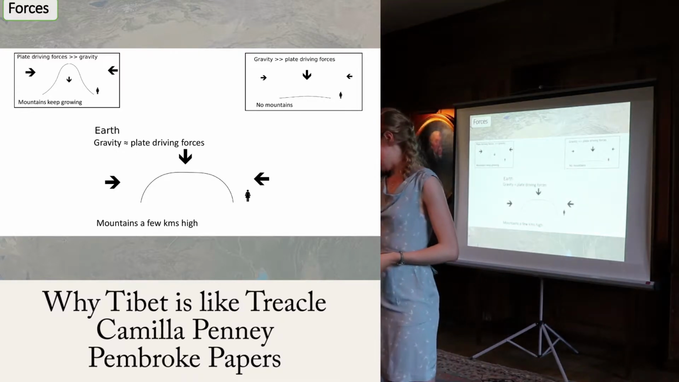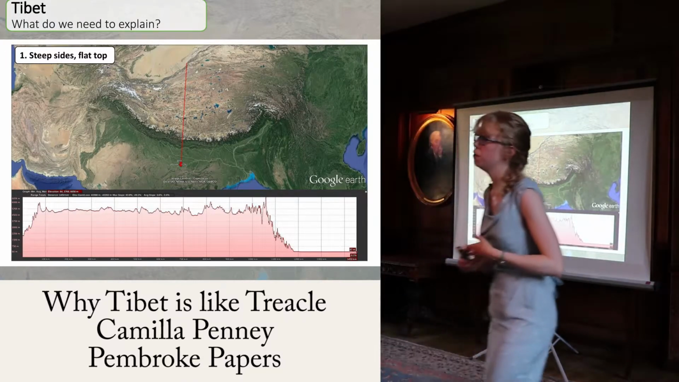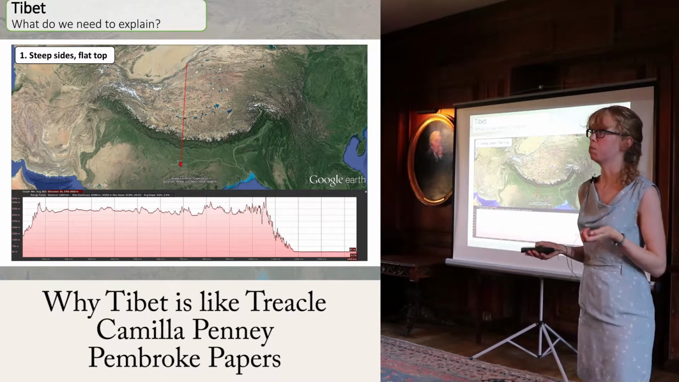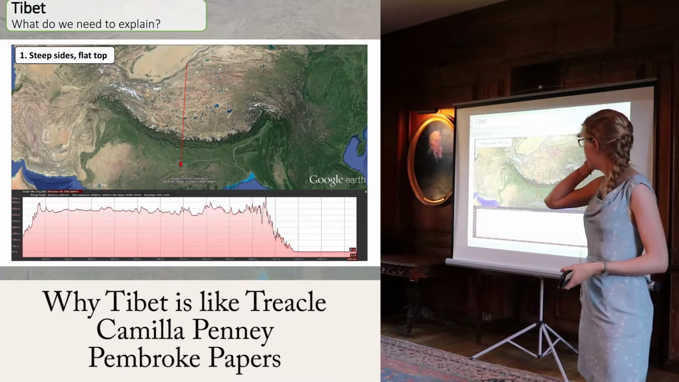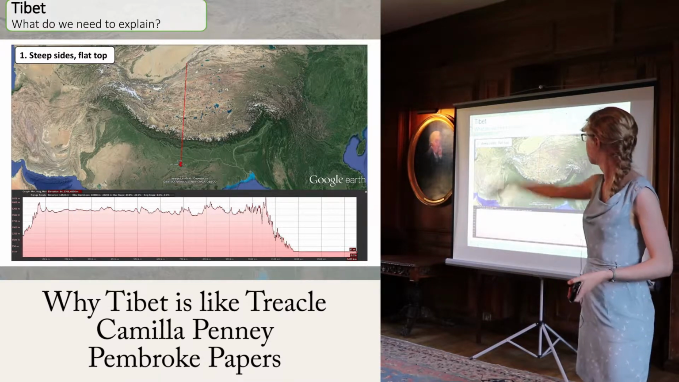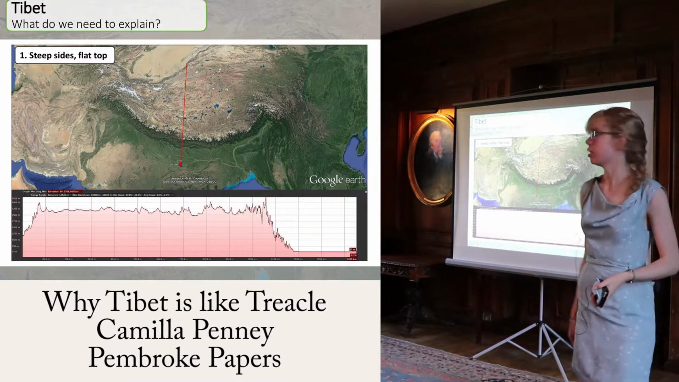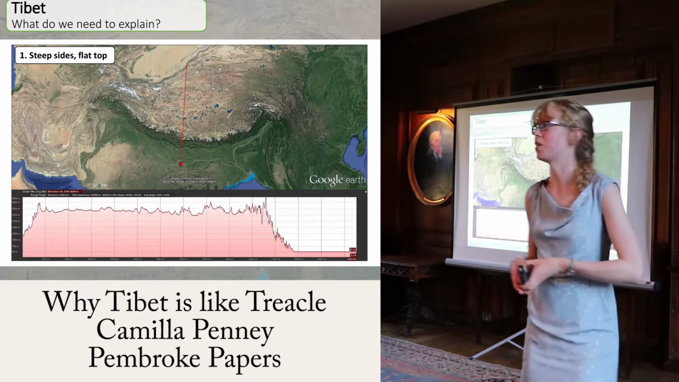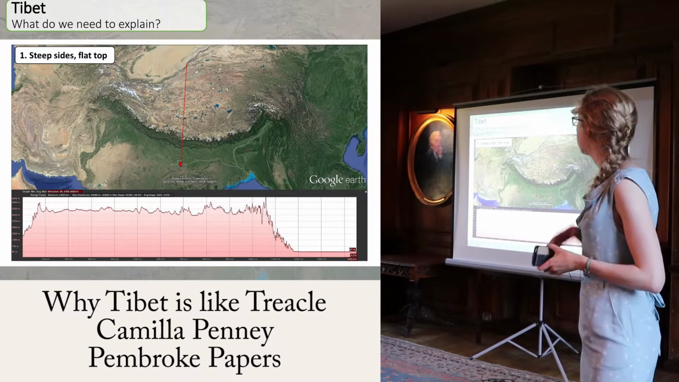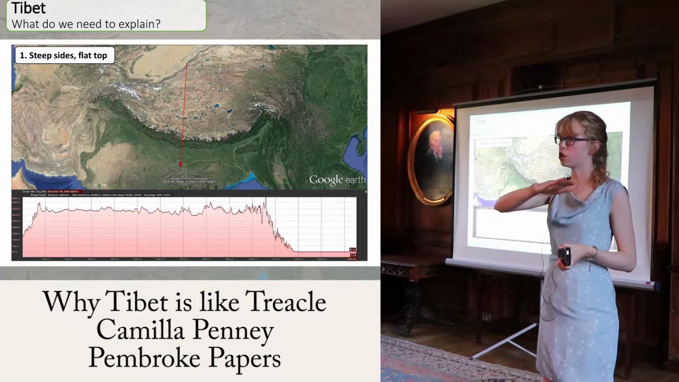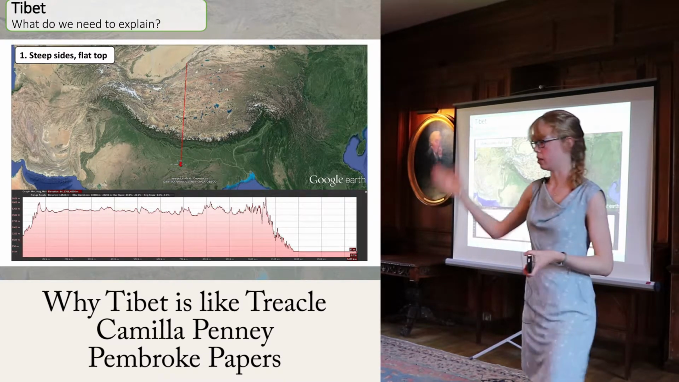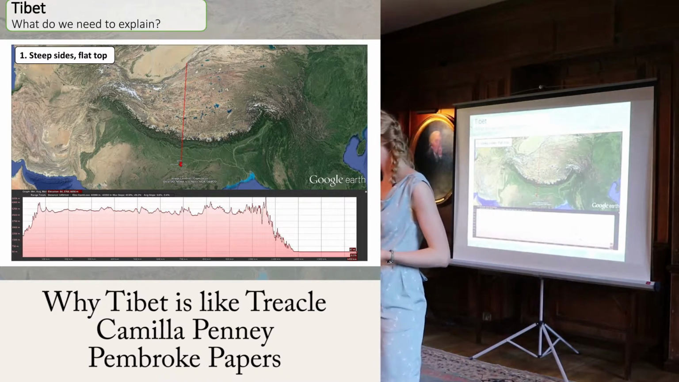So how does this relate to Tibet? If we want to come up with a fluid model, we first need to think about what we actually want to explain about how Tibet works. So what I've shown here is an elevation profile going from south to north through Tibet. The spiky bit on the front is the Himalayas, which are a lot higher than the rest of the plateau. But what you can see is that actually, once you've gone over that steep front, the top is very flat. So it has a steep front and flat top.